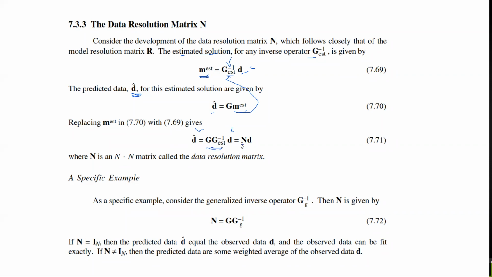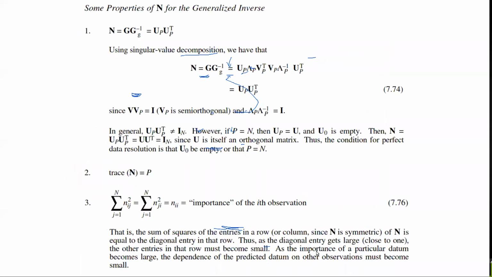inverse is the matrix N, which is the data resolution matrix, okay, which finds the link between the predicted and the observed data. So N, the data resolution matrix, is given by this, and we say that if N is the identity matrix, then the predicted data equals the observed data, and the observed data can be fit exactly. So the misfit will be 0, okay? And in the case where N is not the identity matrix, the predicted data is then some weighted average of the observed data. So it is a similar analysis to the model resolution matrix.